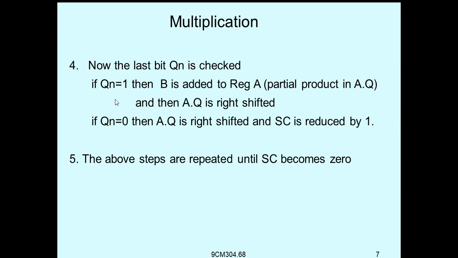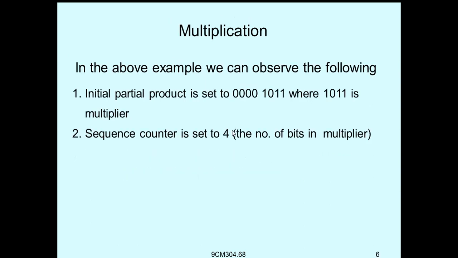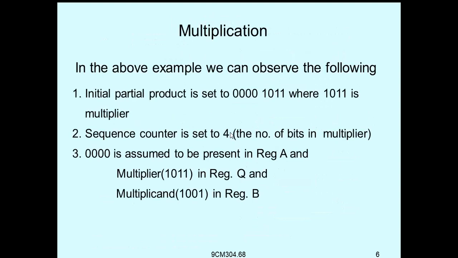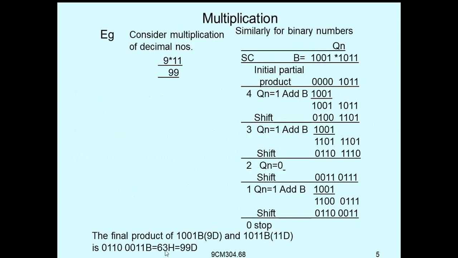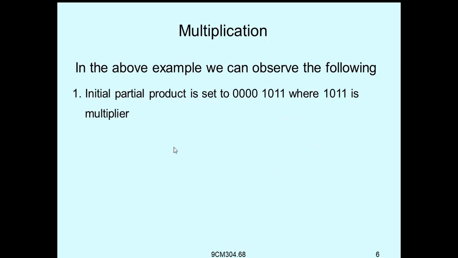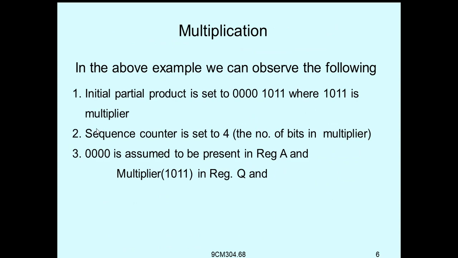Here this one, this point. Now the last bit Qn is checked. I'm explaining one by one how you can perform it. That is a simple example here, not explained clearly. Whatever operations are included in the multiplication operation, I told here simply. So one by one, we'll see the steps here. The initial partial product is set, the first point. So these are the steps to perform the multiplication of two numbers.